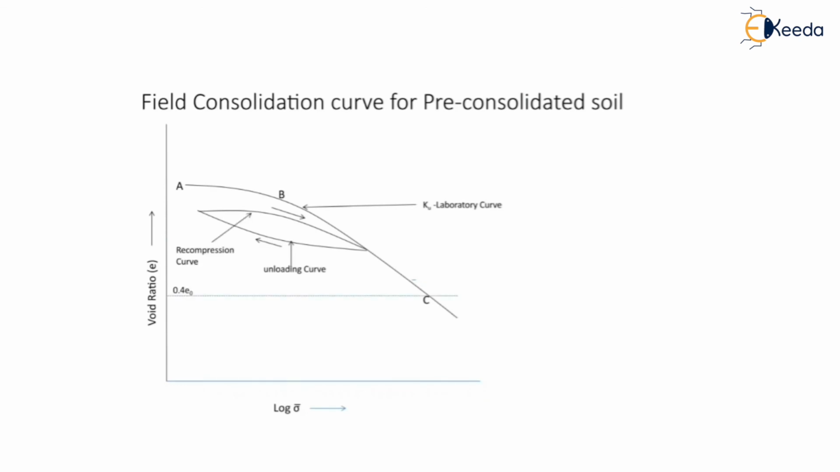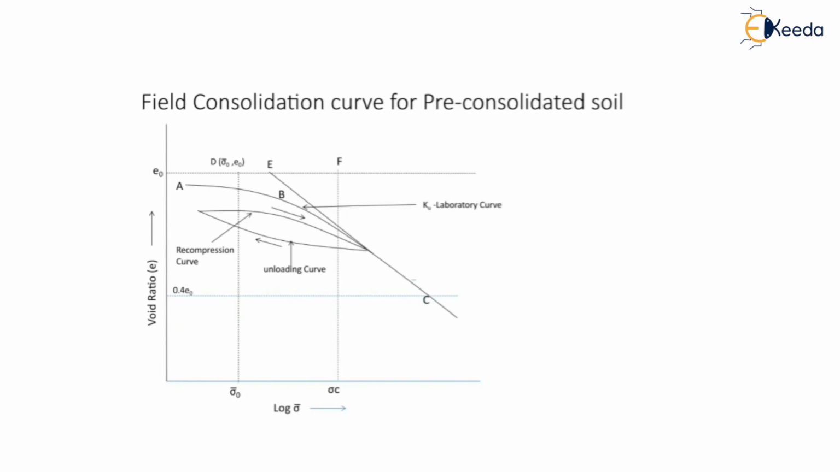Now point C again corresponds to void ratio of 0.4 e naught, where e naught is initial void ratio in the field. Point D represents initial void ratio in the field and initial overburden pressure in the field. Sigma C bar is pre-consolidation pressure. If we draw a vertical at line e naught D, it will intersect at point F. If we extend the linear portion of the curve ABC backwards, it will intersect the line sigma naught D at point E.